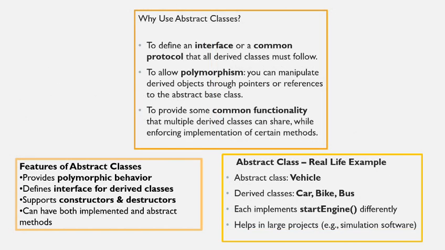Now why do we use abstract classes? They are used to define an interface or a common protocol that all derived classes must follow. They allow polymorphism: you can manipulate derived objects through pointers or references to an abstract base class. They also provide some common functionality that multiple derived classes can share while enforcing implementation of certain methods.